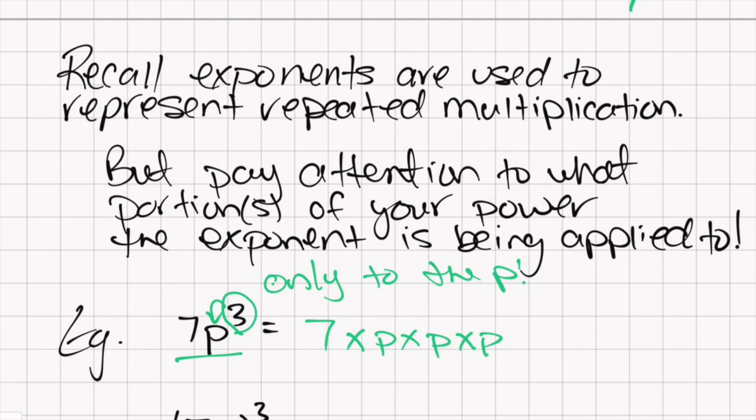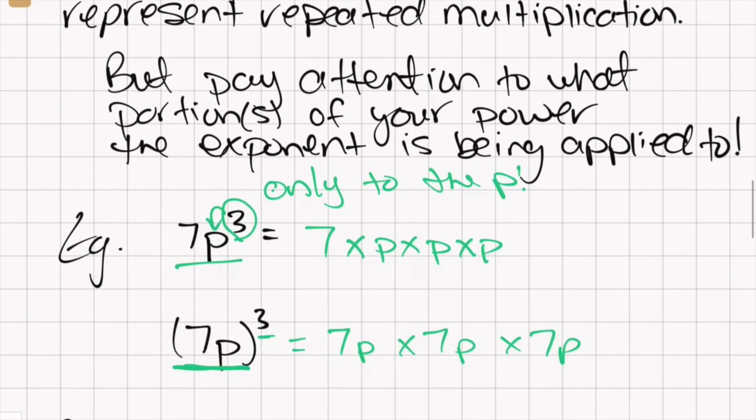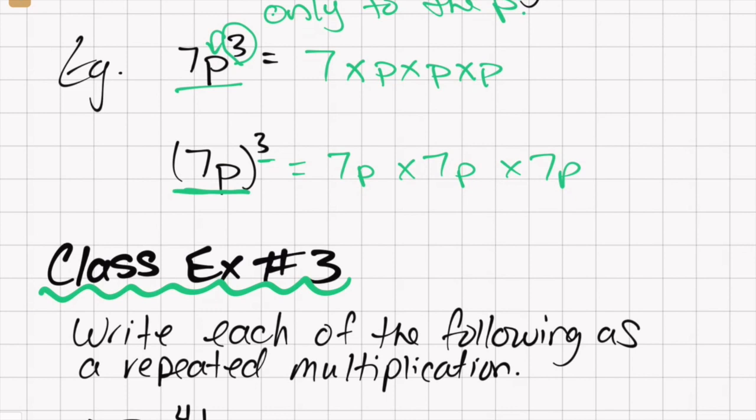And if we have our other example, in brackets 7p, and that's raised to the power of 3, it would be 7p times 7p times 7p.